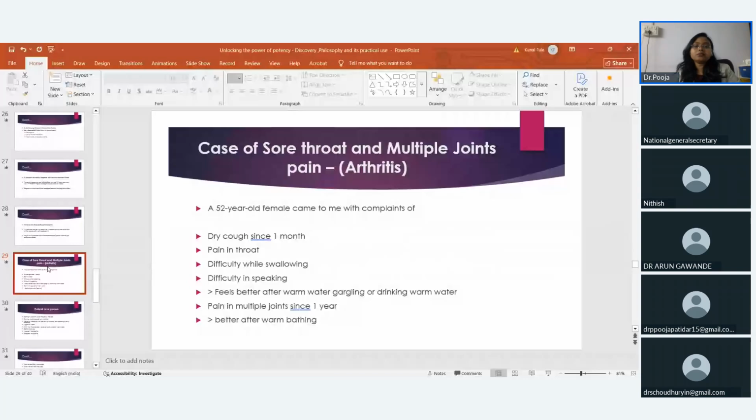This is a 52-year-old female patient who came to me with the complaints of dry cough since 1 month, pain in throat, difficulty while swallowing, difficulty in speaking, feels better after warm water gargling or drinking warm water. Pain in multiple joints since 1 year. And she feels better in joint pain after taking a warm bath. So this was a case of sore throat and multiple joint pain.